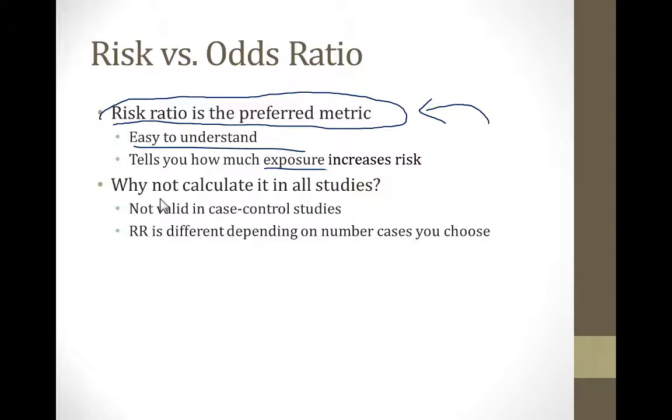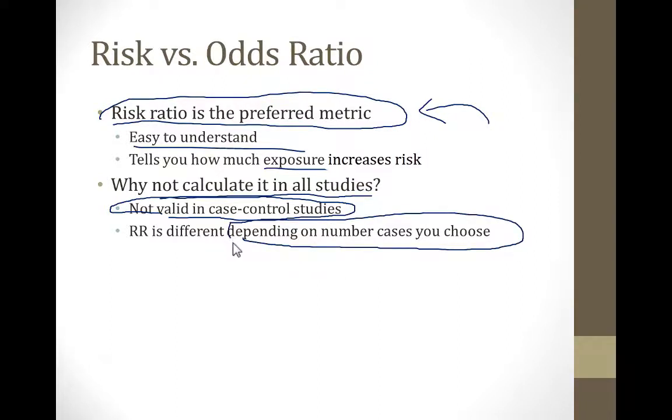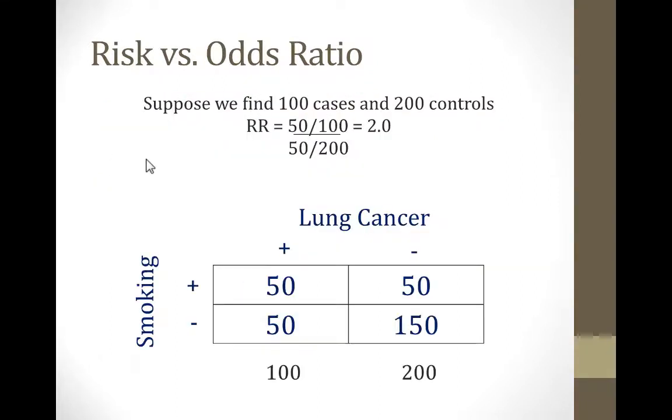So why not calculate the risk ratio in all studies? Well, the reason is because the risk ratio is not valid in case control studies. And the reason it's not valid is because the risk ratio will change depending on the number of cases you choose. In order to understand this better, let's go through an example.